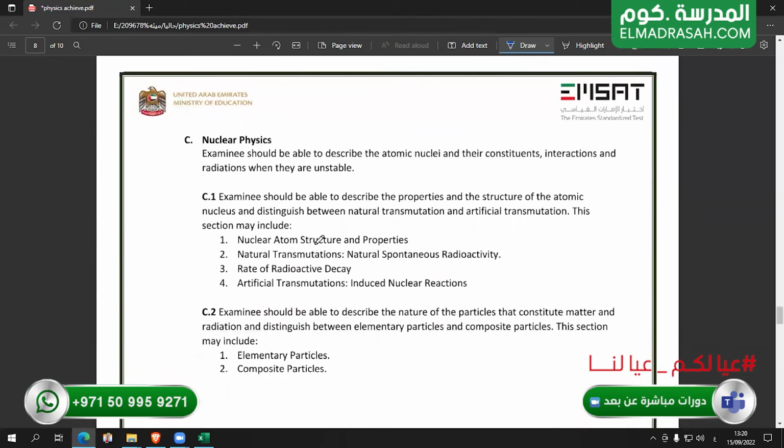We will have some of the nuclear physics. So we will study the nuclear transformation and the nuclear structure, nuclear radioactivity, and how to make artificial transmutations, which is to induce nuclear reactions. And we will study a little bit of elementary particles and composite particles.